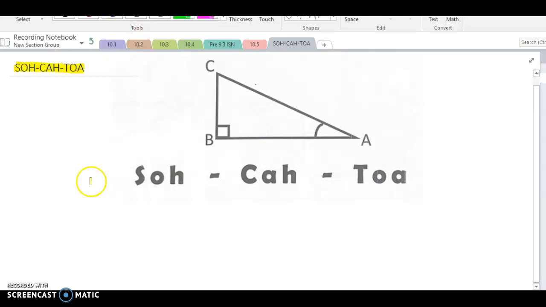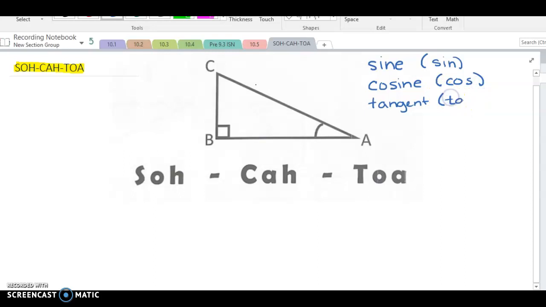When we get to trig, there are three main functions that we use: the sine function, S-I-N-E, the cosine function, and the tangent function. Each of these has an abbreviation. Sine is written as sin, cosine is written as cos, and tangent is written as tan. But we still say sine, cosine, and tangent, even if the abbreviation is written.